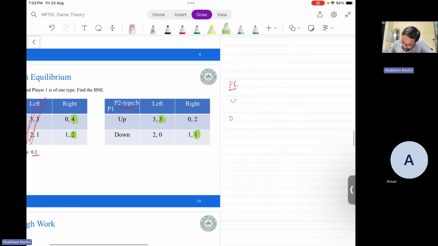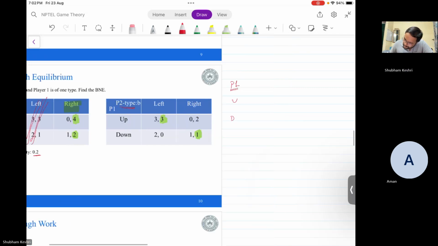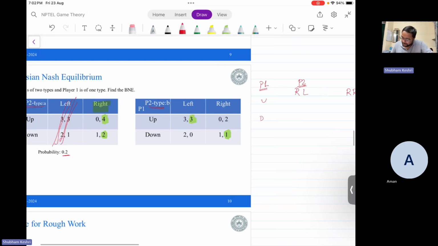So player 2A will always play right. So you will have either right-left or right-right. This is for player 2. Either player 2 will play right-left, that is, player 2A is playing right and player 2B is playing left, or right-right. Now we'll have to find out the expected utility.